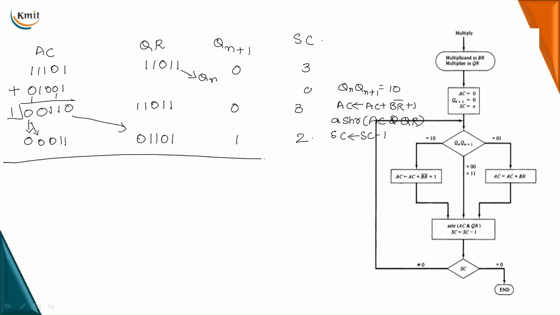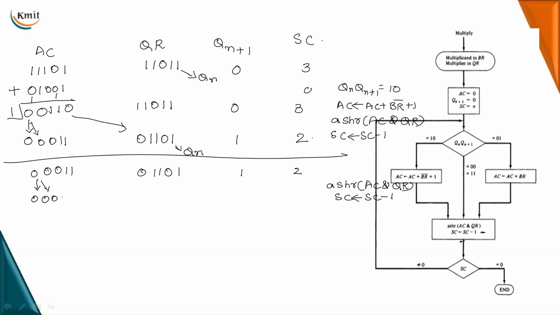So again the sequence counter is still not equal to 0. I have to again keep the value of Qn and Qn plus 1 where my Qn value is 1 and Qn plus 1 is 1. So it is a combination of 1 1. So look into the flow chart. Since it is 1 1, whenever your combination is 1 1, Qn and Qn plus 1, you have to just perform an arithmetic shift right on the contents of AC and QR and decrement your sequence counter by 1. You need not perform any addition or subtraction operation. So I'm just performing an arithmetic shift right.